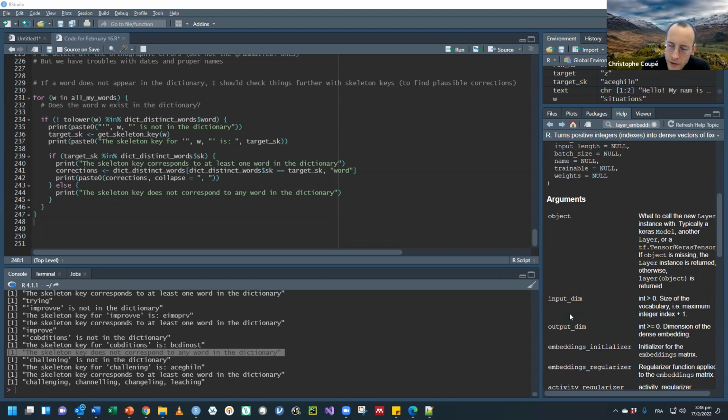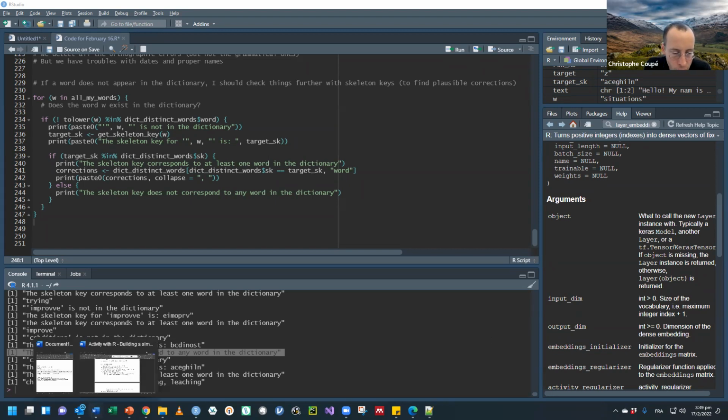Are you with me? Do you see how we have built the spell checker step by step? It is very rudimentary. So when people were using skeleton keys, of course, they would have many, many more small tricks to make it better. But you can see how we can do that. We did it step by step.